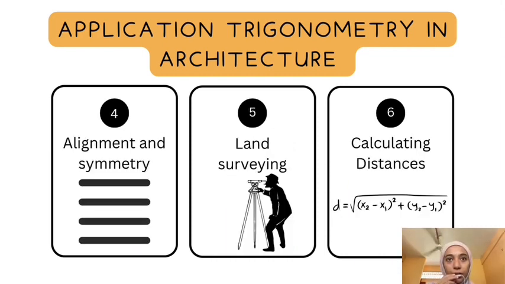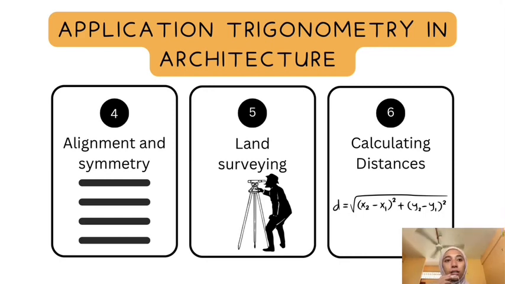Alignment and symmetry. Trigonometry is used to ensure accurate alignment and symmetry of architectural features such as windows, doors, and columns. Land surveying. Trigonometric principles help surveyors determine distance and elevation of land. This is critical for site planning and ensuring buildings fit within the landscape.